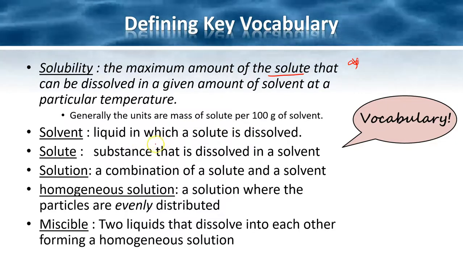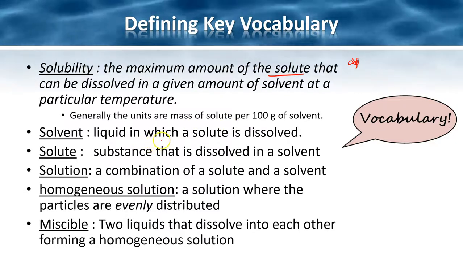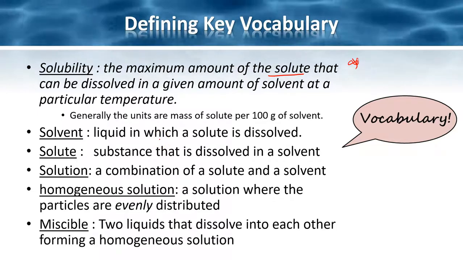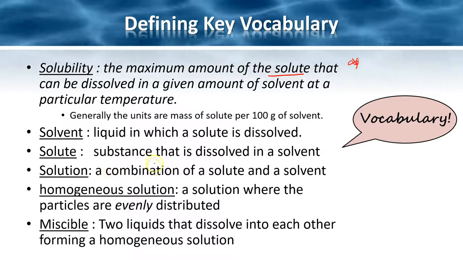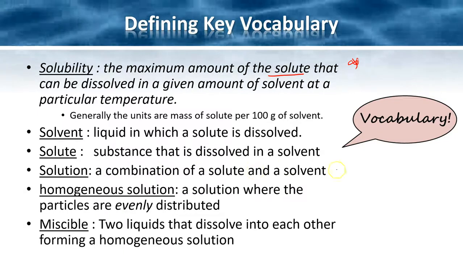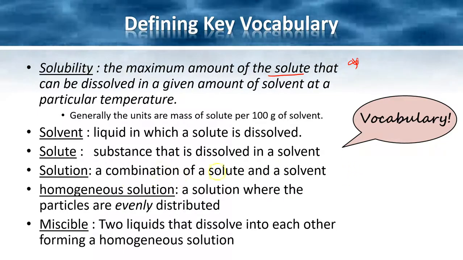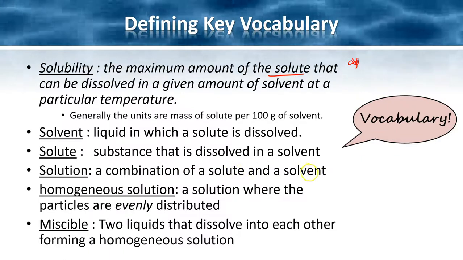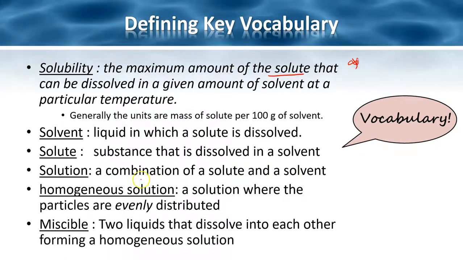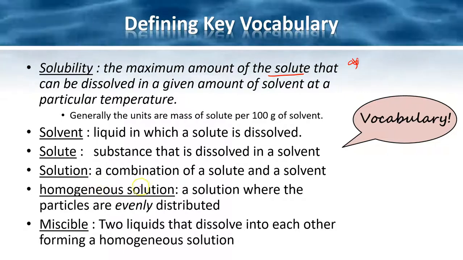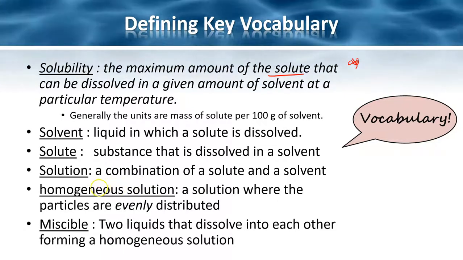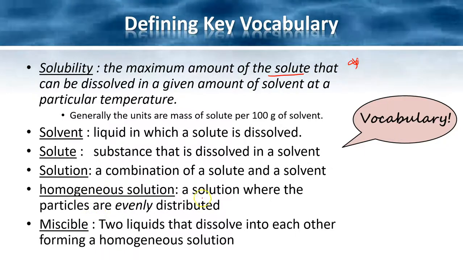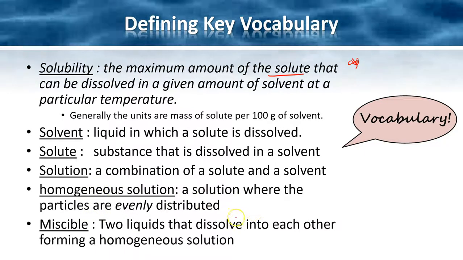The solvent is, of course, the liquid in which the solute is dissolved. Water is not the only solvent, but it is the most common one that we tend to look at. So a solution is a combination of a solute and a solvent. When we have the solute dissolved into the solvent, we form a solution. Homogeneous means that it is the same throughout, so the particles are evenly distributed throughout the solution.